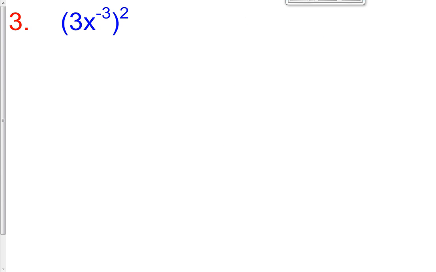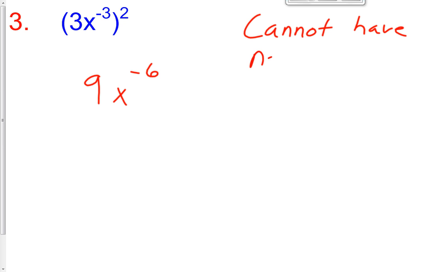Another practice problem. So here we have 3 squared, which is 9, and x to the negative 3rd squared is x to the negative 6th. So 9x to the negative 6th would be our answer, except you cannot have negative exponents. It's a math rule, you can never have negative exponents.